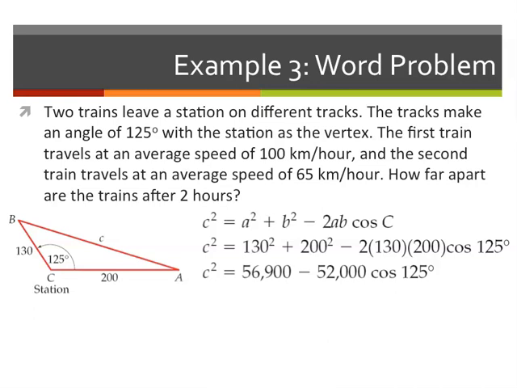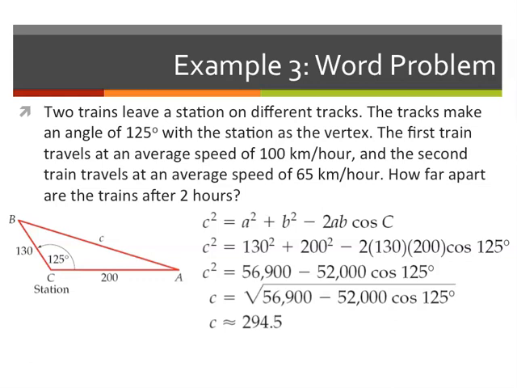So take the square root of both sides because we want C, not C squared. And C will come out to be about 294.5. So after 2 hours, the trains are about 294.5 kilometers apart.